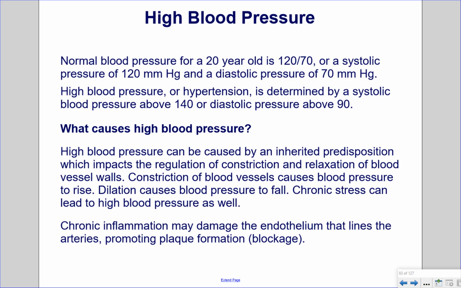What causes high blood pressure? High blood pressure can be caused by an inherited predisposition which impacts the regulation of constriction and relaxation of blood vessel walls. Constriction of blood vessels causes blood pressure to rise. Dilation causes blood pressure to fall. Chronic stress can lead to high blood pressure as well. Chronic inflammation may damage the endothelium that lines the arteries, promoting plaque formation or blockage.